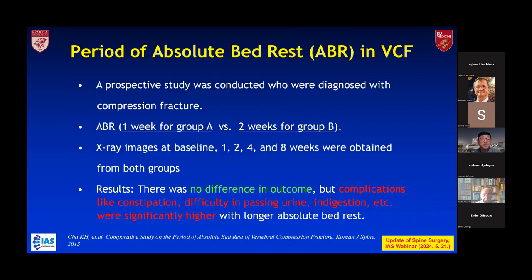Then what about the period of bed rest? This was published by a Korean group. They compared 1 week bed rest versus 2 week bed rest, and they compared the X-ray images. In the result, there was no difference in outcomes according to the bed rest period. However, complications like constipation, difficulty in urination, indigestion, and so on were significantly higher in the longer bed rest group.